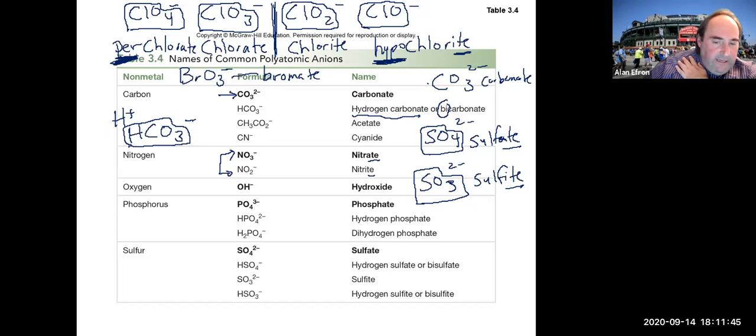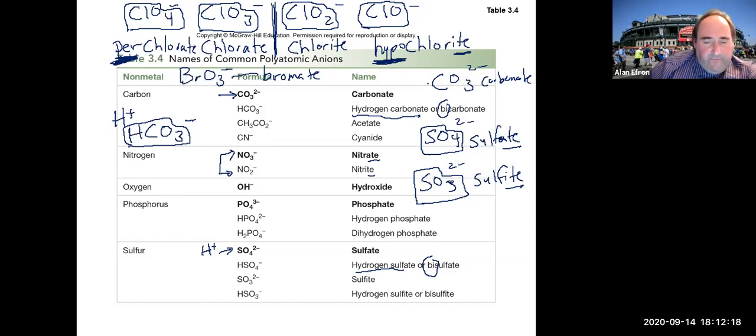So bicarbonate, hydrogen carbonate, very common. You see that down here. If you put an H plus in front of the sulfate, you get hydrogen sulfate or bisulfate. So again, same idea. You can use either name, it's fine. Some people use bi, some people use hydrogen, and it's still very common that people use bi instead of hydrogen, especially with bicarbonate. So sodium bicarbonate, you probably heard of. Again, that's still a very common name that's used with these.